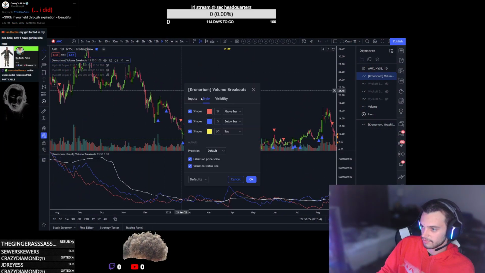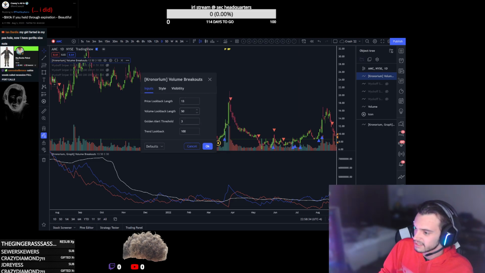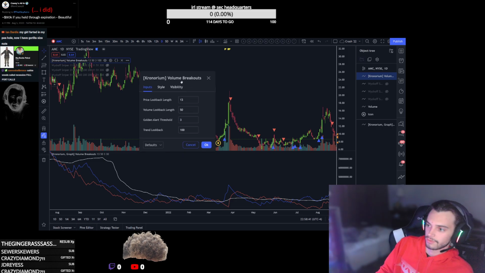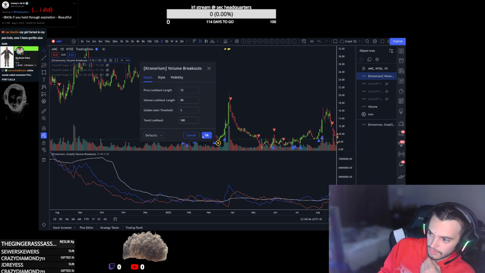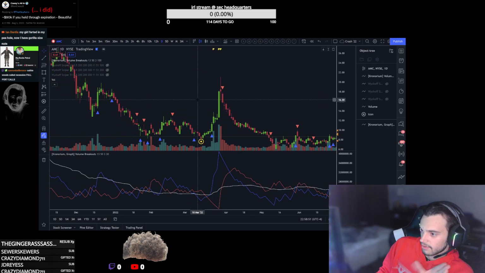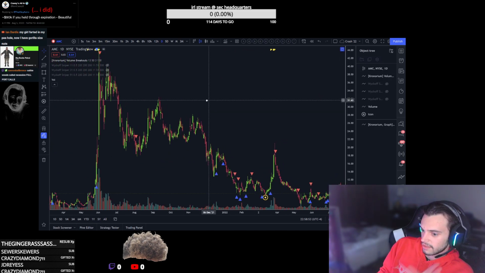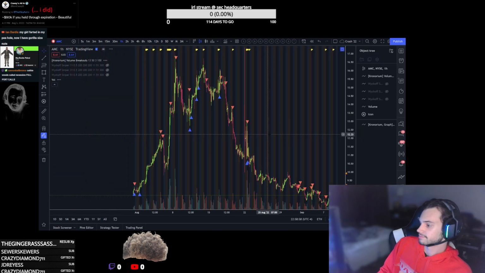So you have a handful of inputs here: a price look-back length, which has to do with the trend, but not quite the trend. That's all I can say. The volume look-back length, which is how many pieces of volume to consider for every calculation. The golden alert threshold, which is a work in progress. And then a trend look-back length, which obviously involves the trend. The whole entire thing to look at here is just where the direction of volume is going.